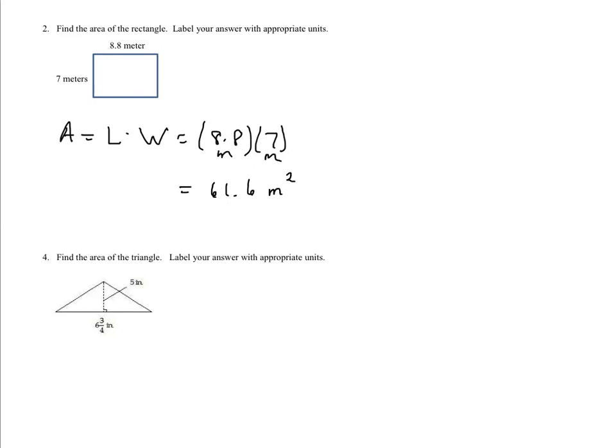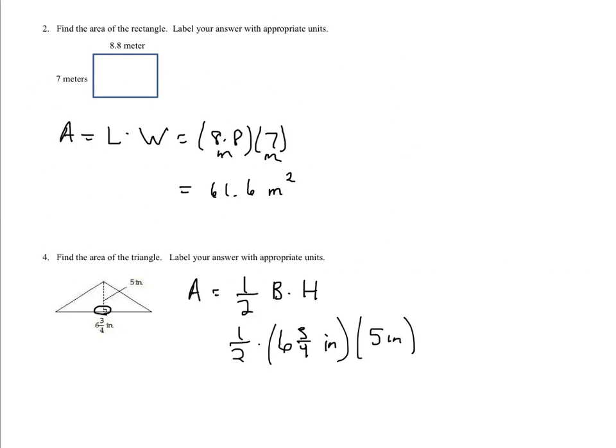Now I'm going to find the area of the triangle. I did a fraction one in there because we want to do a little fraction work. The area of a triangle is 1/2 the base times the height. The base is where the height of the triangle hits at a right angle. So the base is 6 3/4 inches, and the height in this case is 5 inches.